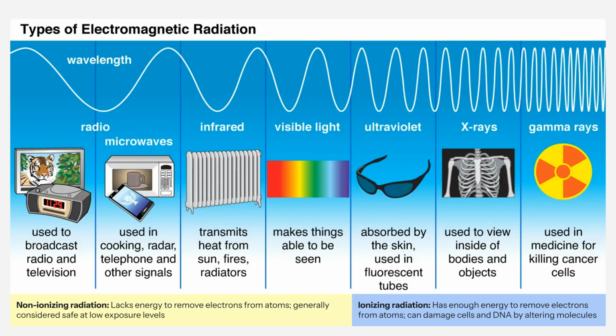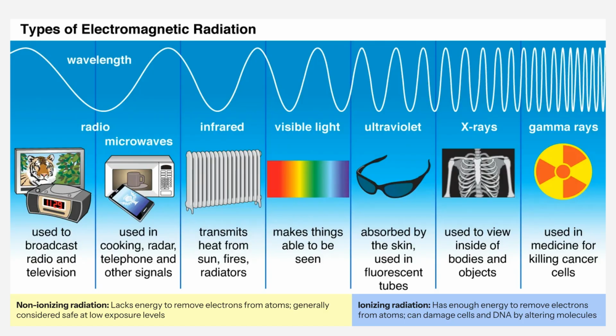This slide summarizes the main types of electromagnetic radiation and their common uses. Radio waves are used for communication, such as radio and television. Microwaves are used for cooking and data transmission. Infrared radiation is associated with heat. Visible light allows us to see. Ultraviolet radiation affects the skin.